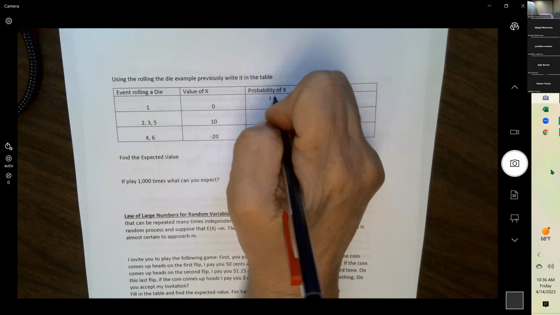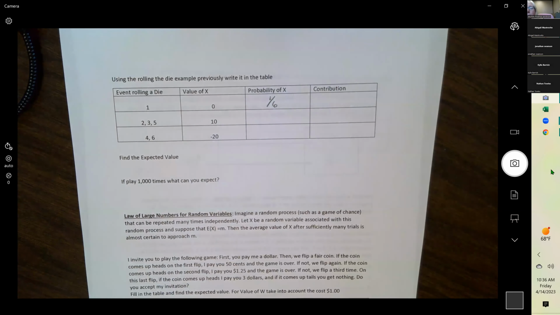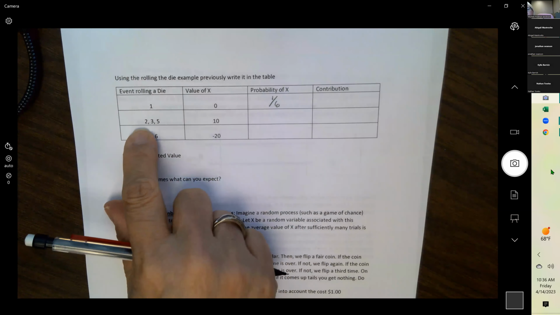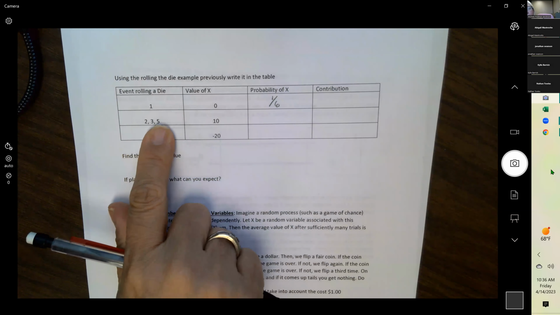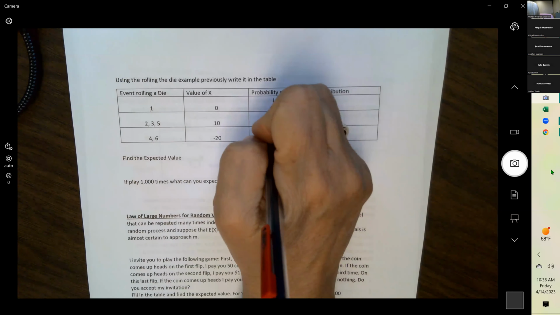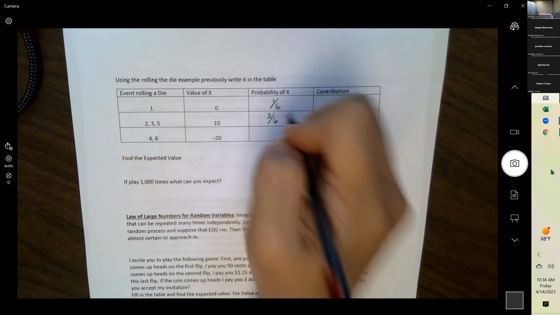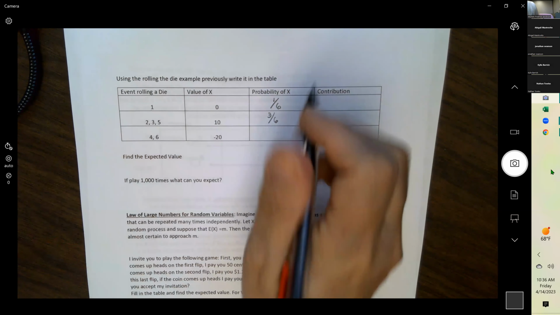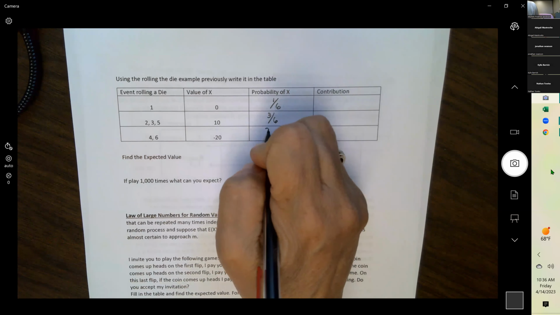There's 1 out of the 6. What's the probability of rolling a 2, a 3, or a 5? 3 out of 6. There we go. Yep. And the last one, a 4 or a 6? 2 out of 6. Yep.